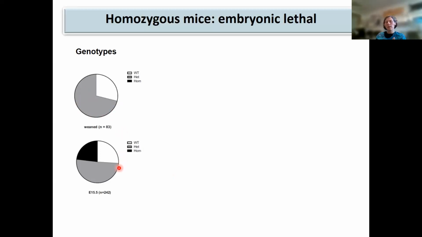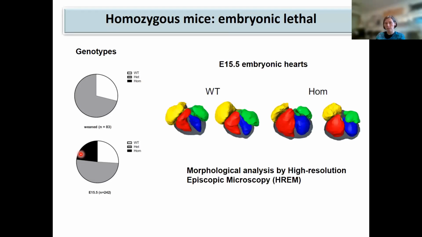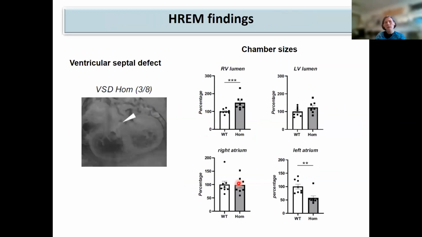And so we made our way backwards in embryonic development, because it tells you they are embryonic lethal. E15.5 was the last time point where we could reliably find homozygous animals at Mendelian ratios. And that is roughly two thirds through pregnancy. And we then performed a high resolution microscopic analysis of these hearts.